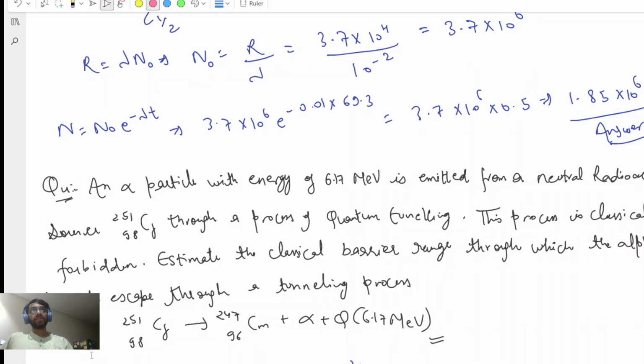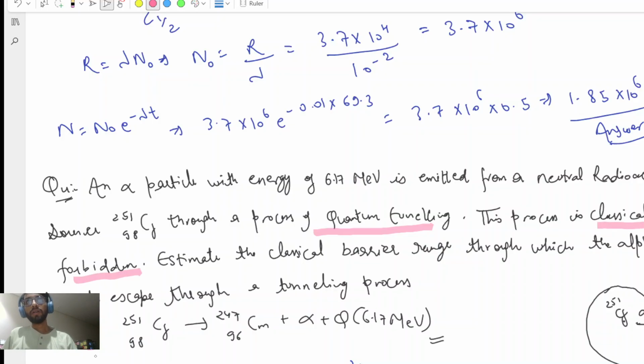What is asked in the question? Basically this is the Cf atom, Cf-251. It releases an alpha particle. It is given that this happened through a process of quantum tunneling, and this is a classically forbidden process.